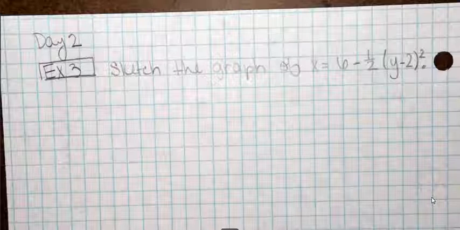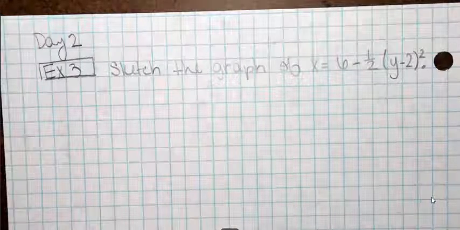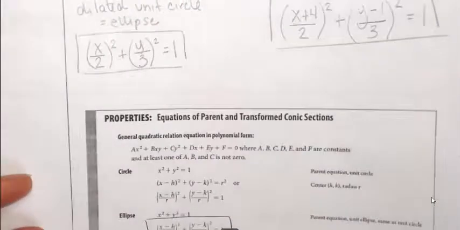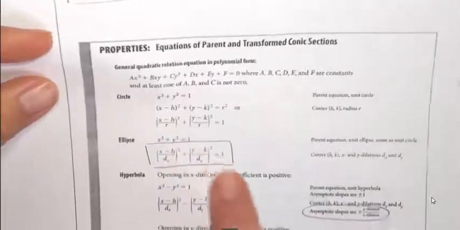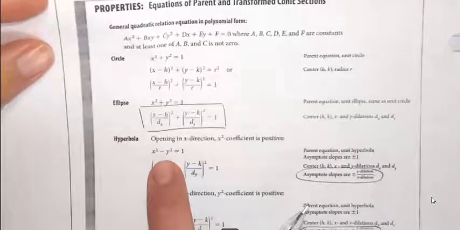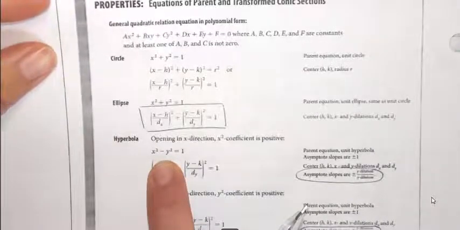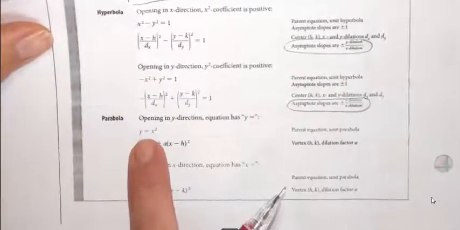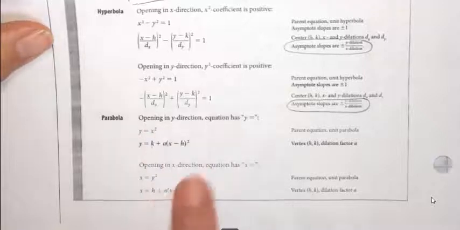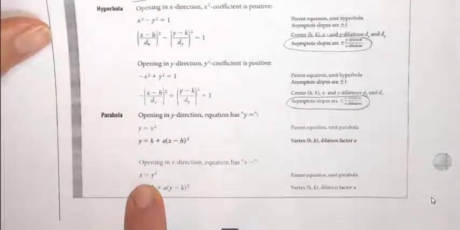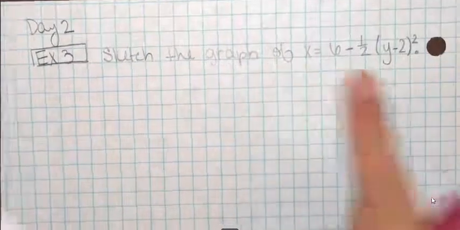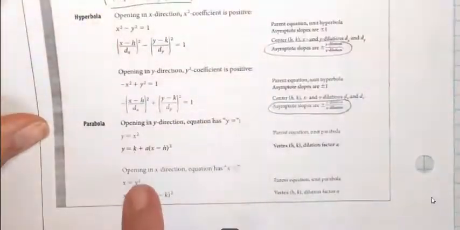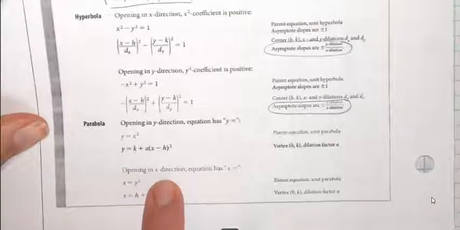And you notice that only one of your variables is going to be squared. So all of our conics, a circle, ellipse, hyperbola, all have 2 terms that are squared, or 2 variables that are squared, except for the parabola. So the parabola has, you either have y equals x squared or x equals y squared. Now we are dealing with an x equals. This is an x equals. Therefore, I know that this thing is going to open in the x direction.